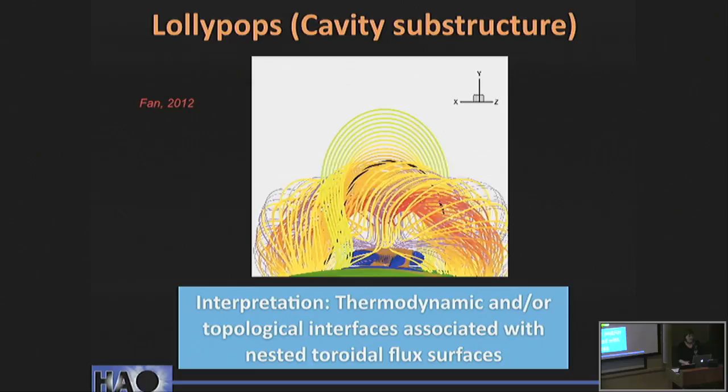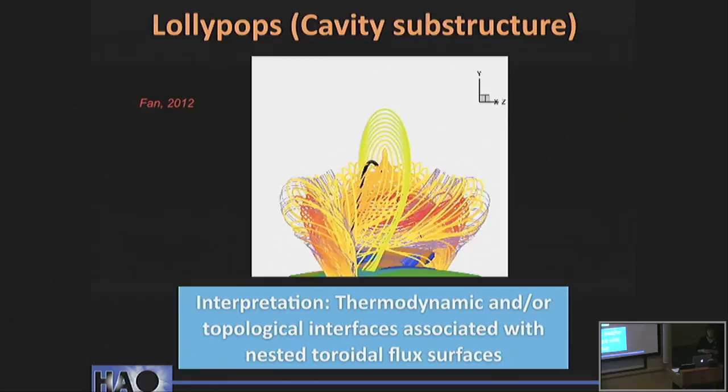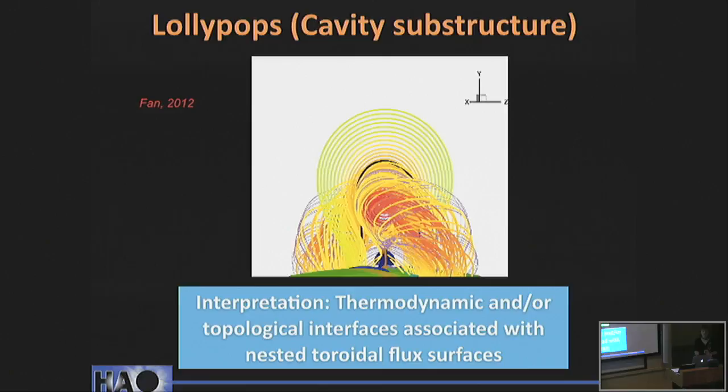Magnetic flux rope models, this is a nice simulation, which has thermodynamics taken into account. The color is showing you the temperature. And inside a magnetic flux rope, you can see these hot central cores. They're suspended above where you would expect the mass to collect in the prominence. So the interpretation is that there's a thermodynamic or a topological interface associated with the nested toroidal surfaces, the field lines. Think of a slinky, but nested slinkies. And each one may have slightly different thermal properties.